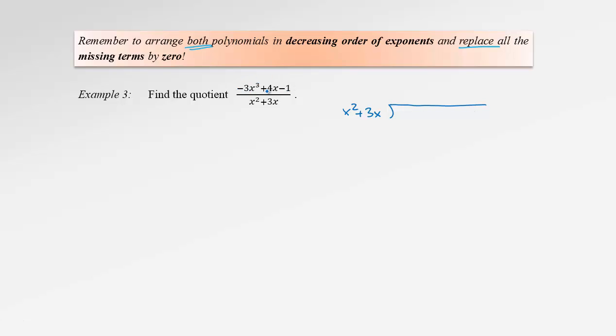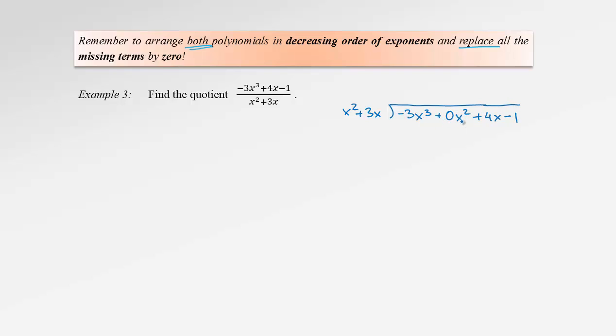But when you look at the dividend, the second degree term is missing. So the second degree term must be replaced by a 0 term. Okay, let's do it. Negative 3x cubed. Now we can say plus 0x squared because it was missing. 0x squared doesn't change anything. And then plus 4x and minus 1.